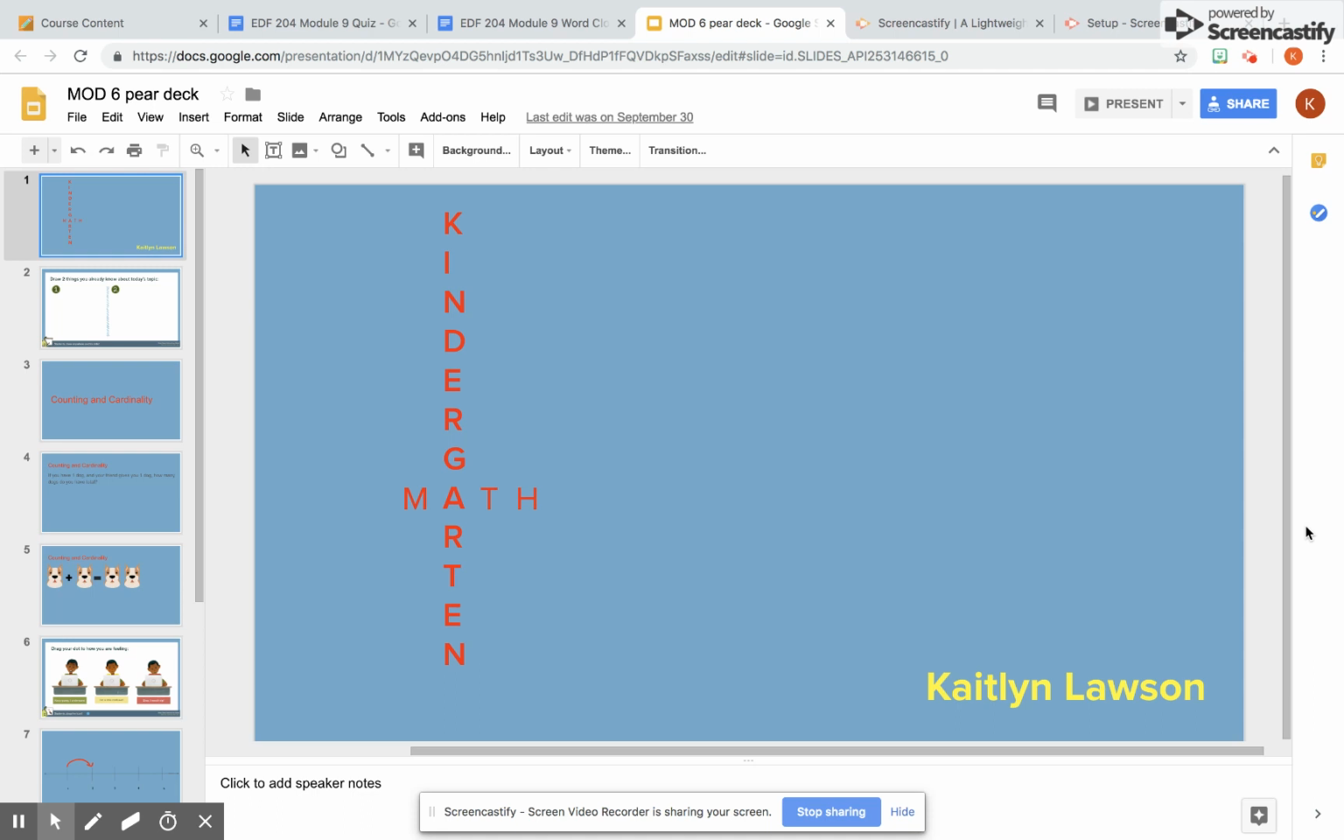My name is Caitlin Lawson. I'll be showing you a kindergarten math lesson over counting and cardinality using Peer Deck.